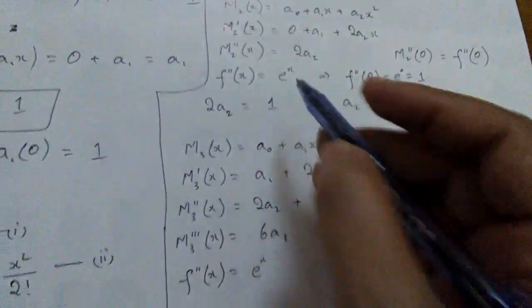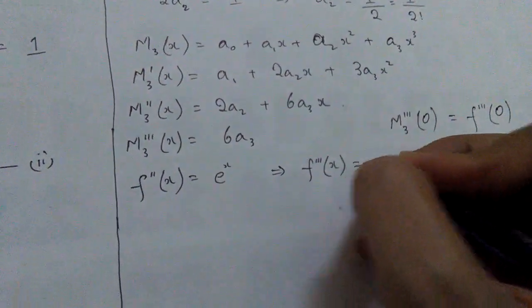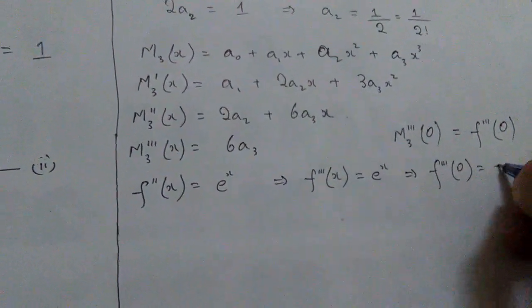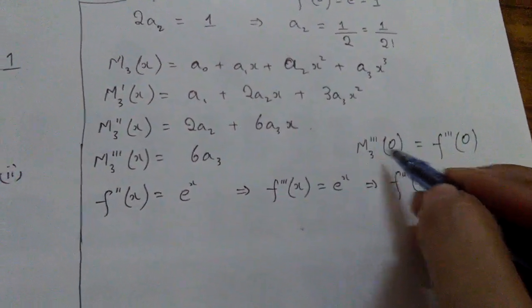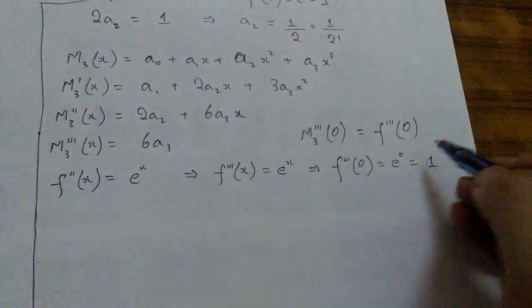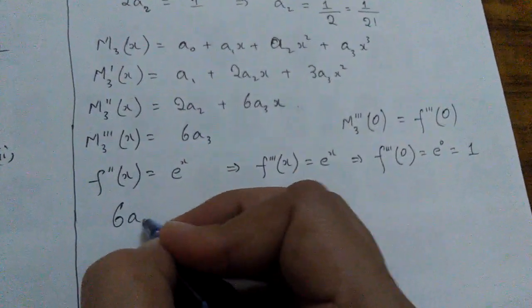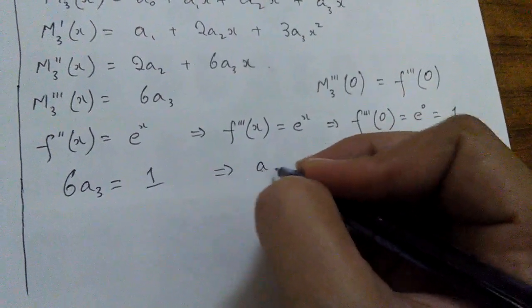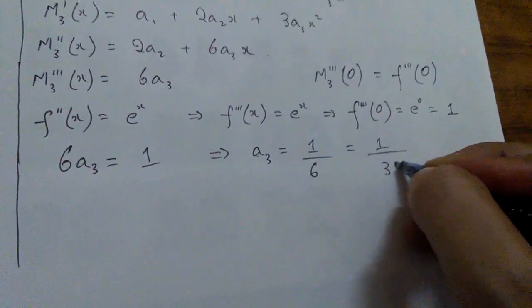I further differentiate this function with respect to x. Once again, I'm going to get f triple dash of x, and it is also exponential of x. And once I replace my x with 0, I'm getting 1. So the third derivative of my m3 polynomial, m3 of x, is also equal to 1, and 6a3 here is equal to 1. That's what I have followed over here. So this shows that my a3 is equal to 1 upon 6, and 1 upon 6 can be written as 1 upon 3 factorial.